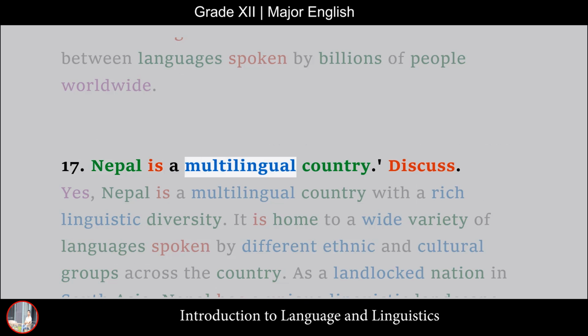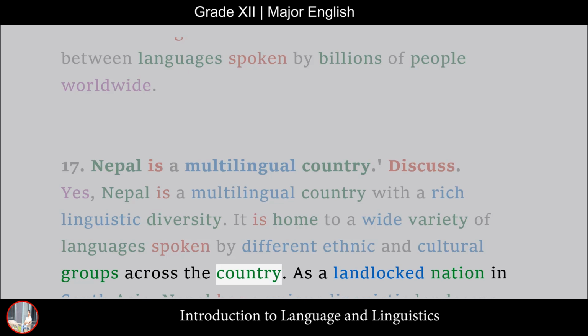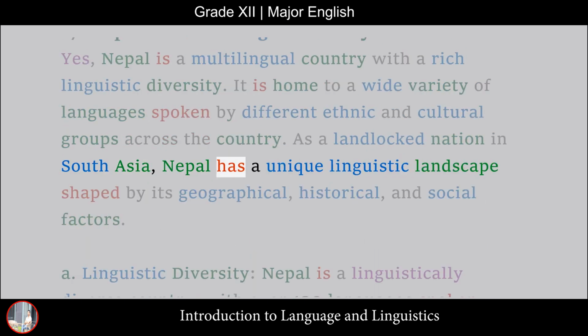17. Nepal is a multilingual country. Discuss. Yes, Nepal is a multilingual country with a rich linguistic diversity. It is home to a wide variety of languages spoken by different ethnic and cultural groups across the country. As a landlocked nation in South Asia, Nepal has a unique linguistic landscape shaped by its geographical, historical, and social factors.